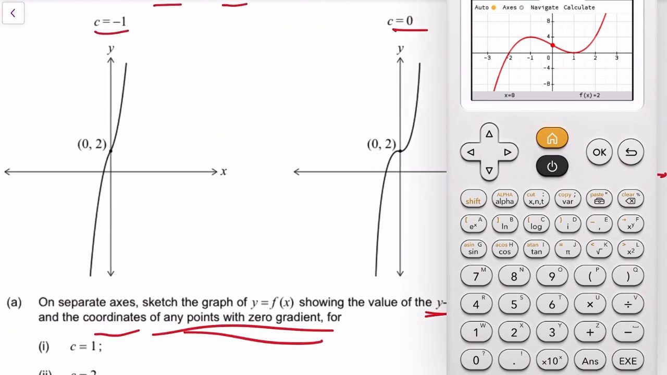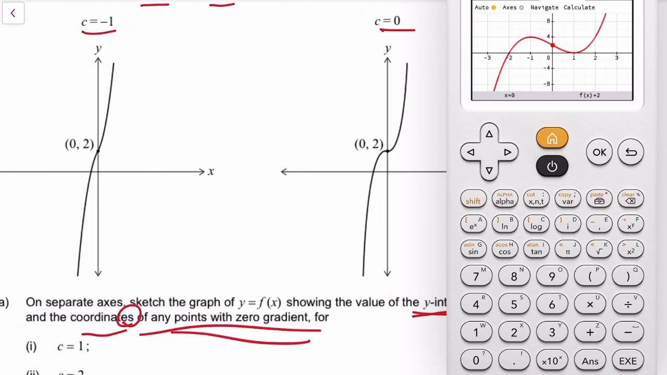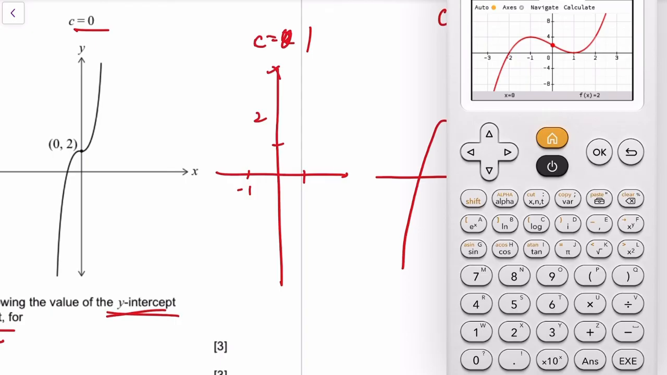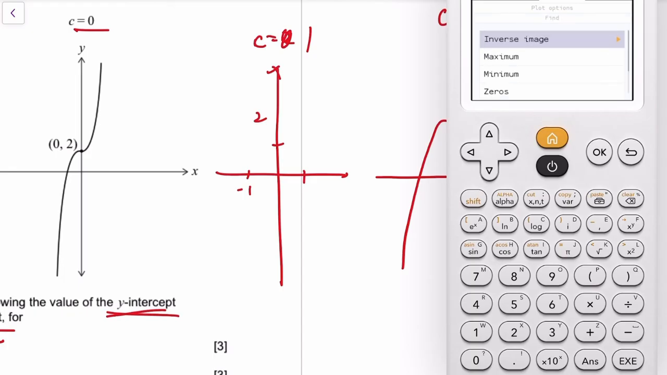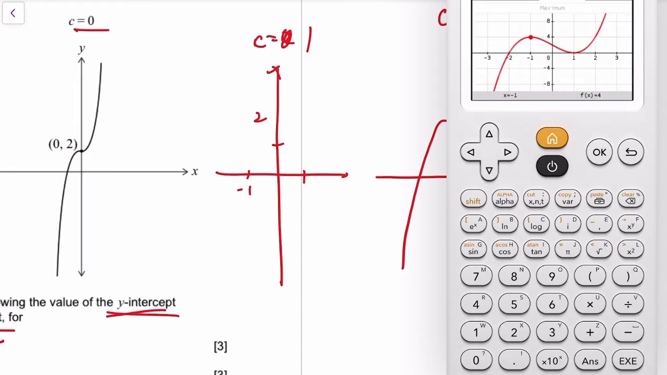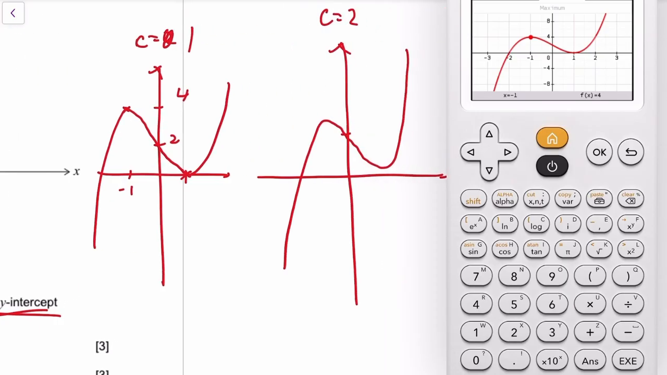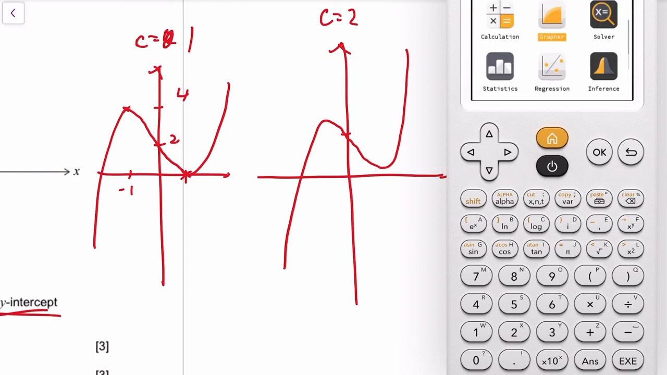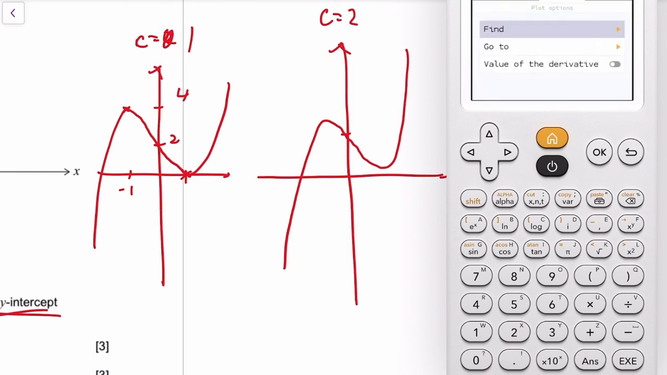Doing the y coordinate. Yeah, it says coordinates, so we need both x and y. Seems to me it's 4. But let's just do it, yeah, it's 4, so this is (-1, 4) and (1, 0). Okay, that's c being 1. So I guess c being 2 would be even wider.